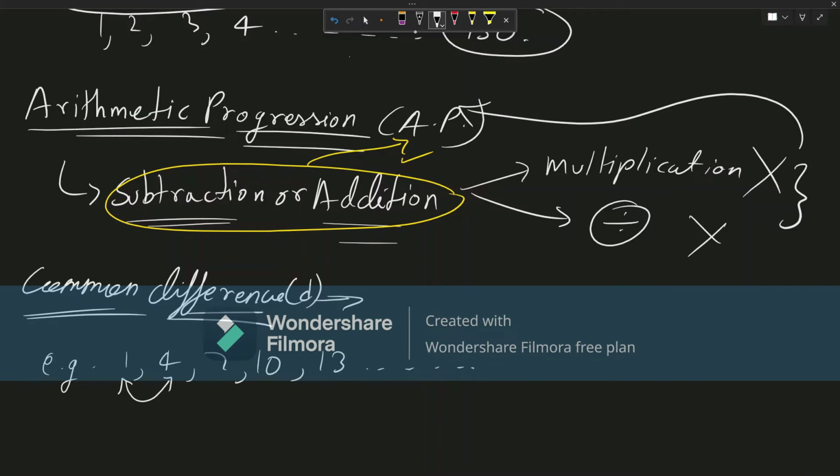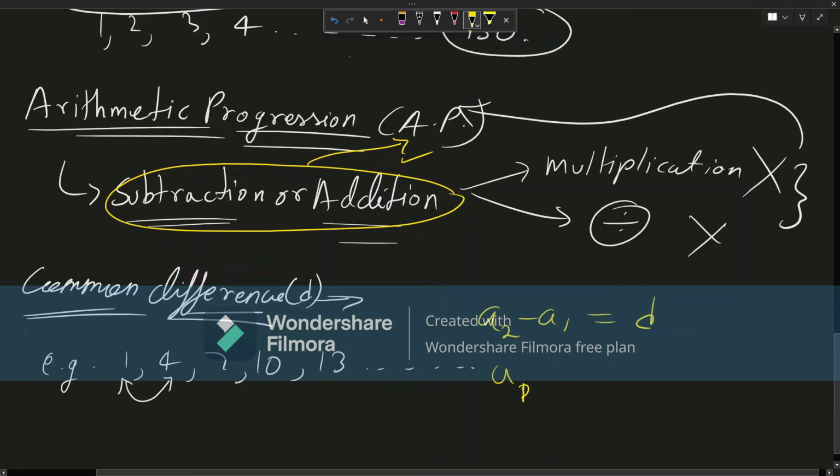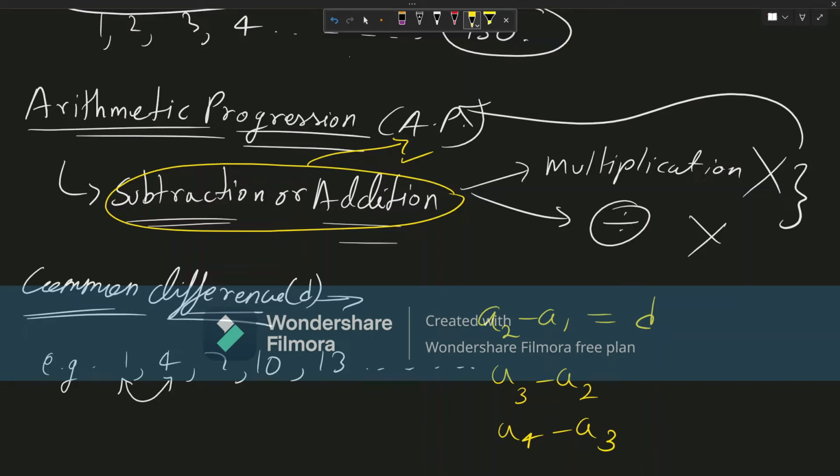Now, if you want to find the common difference, there's a specific formula that you guys need to remember. That is A2 minus A1 is equal to D. Now, you can also take A3 minus A2, A4 minus A3, and so on. It can go infinitely. Okay, but you only need to find till A2 minus A1 or A3 minus A2, unless they have mentioned something specific in the question.